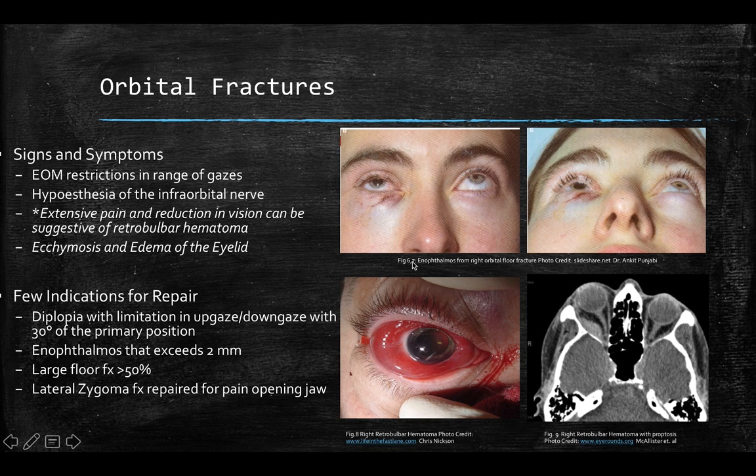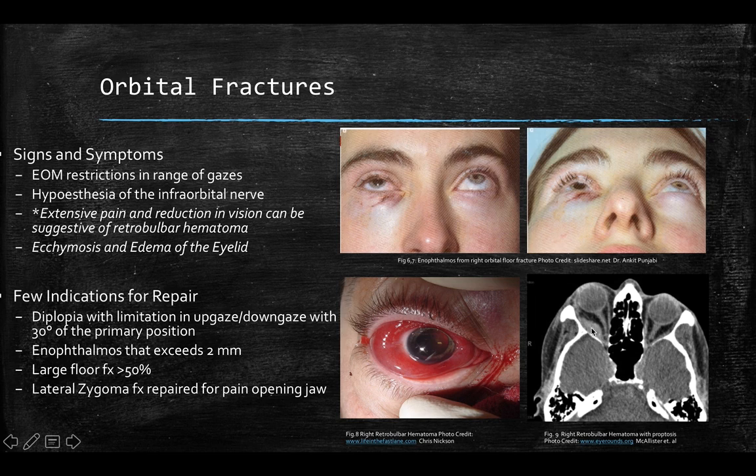So let's take a look at some of these photos. Enophthalmos is basically the sinking in of the eye itself back into the orbit. You can appreciate that here in this photo, how the eye is kind of sunken back in compared to the left eye. The retrobulbar hematoma, which you can appreciate, is conjunctival chemosis, which is swelling of the conjunctiva, and this eye is proptotic.